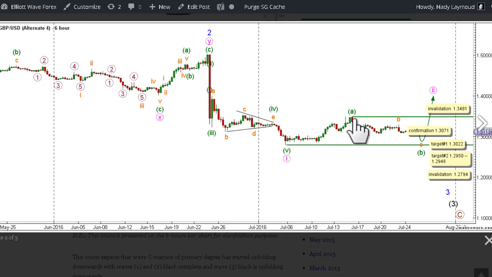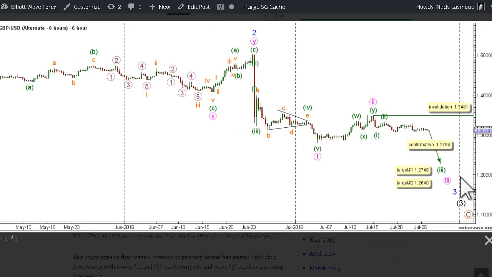Now we will move to the second alternate count, and the second alternate count explores the roadmap that we would follow if cable unfolds below 1.2794. The second alternate count expects that wave 2 pink is complete as a double zigzag labeled waves W, X, and Y green, and that wave 3 pink has started unfolding downwards with waves 1 and 2 green complete, and that wave 3 green is underway.